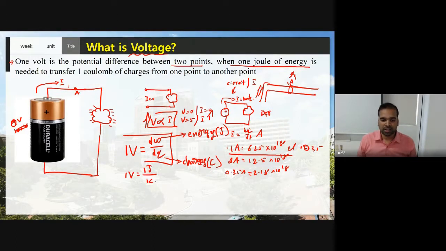That means 1 joule of energy is needed to transfer how many charges? 1 coulomb of charges. Here 1 coulomb of charges means how many? 6.25 into 10 power 18 electrons. To transfer this many electrons, how much energy is needed? 1 joule is needed. So I hope it is clear. So the unit for voltage is what? You can call it joules by coulomb, or simply you can call it volt. So 1 volt is how much? 1 joule per 1 coulomb.